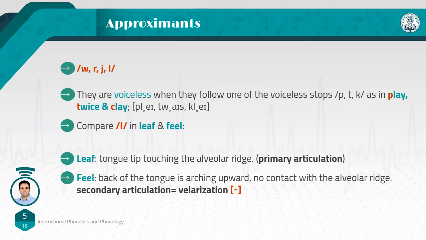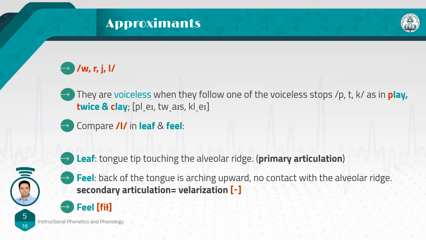And if you remember, we show velarization with this diacritic. We just write it in the middle of a consonant like l. So the narrow transcription for feel should be like this. We call it the secondary articulation. Here it is velarization. In both British and American English, the center of the tongue is put down and the back is arched upward as in a back vowel. If there is contact on the alveolar ridge, it is primary articulation. If it is arching upward of the back of the tongue, it forms the secondary articulation.